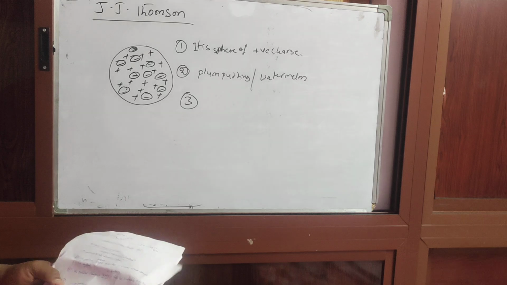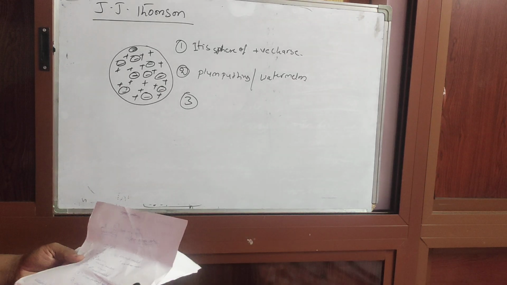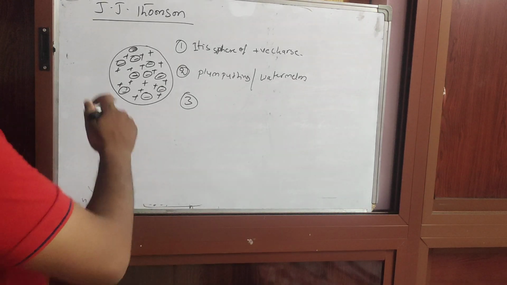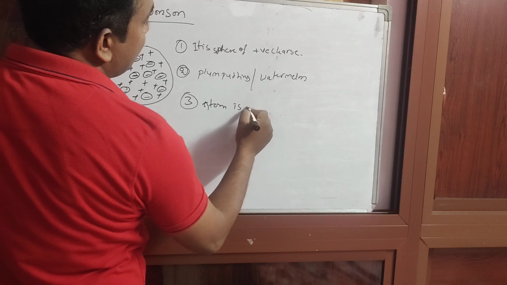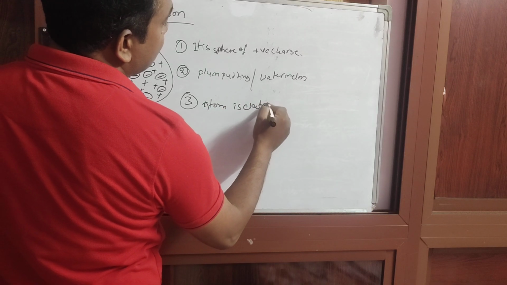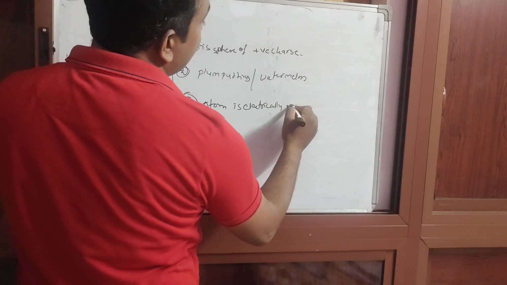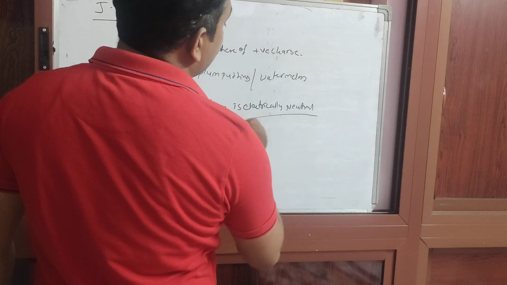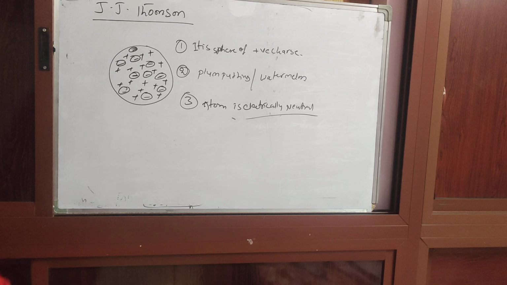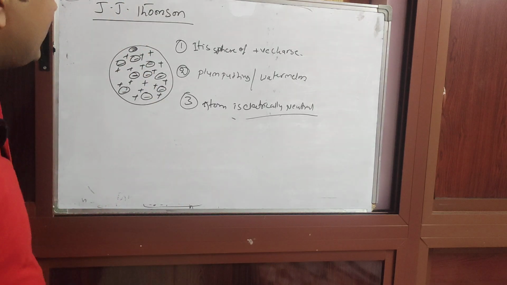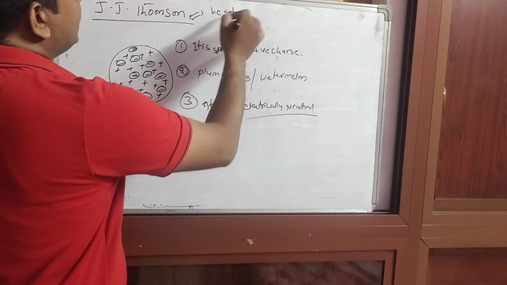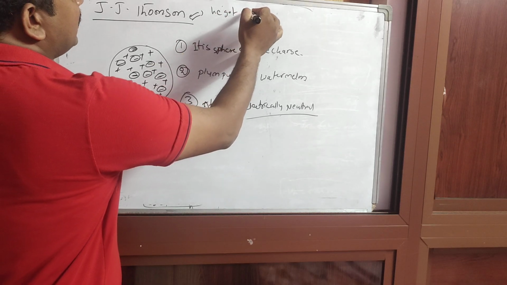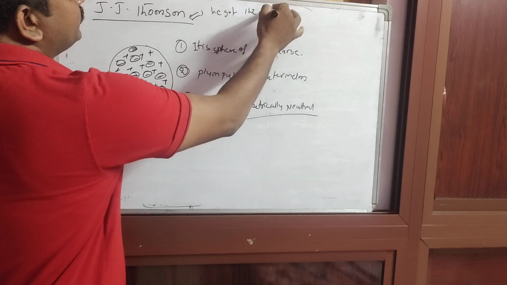But the atom is electrically neutral. One more point he says is that the atom is electrically neutral. These are the three points he discussed. For doing this experiment, J.J. Thomson got the Nobel Prize.